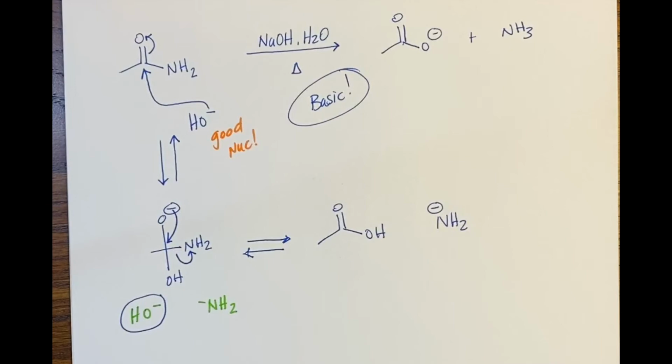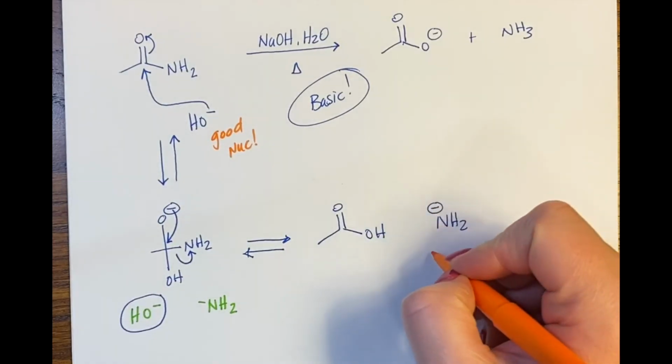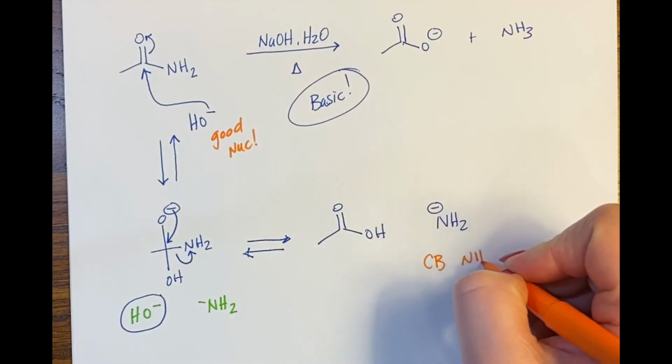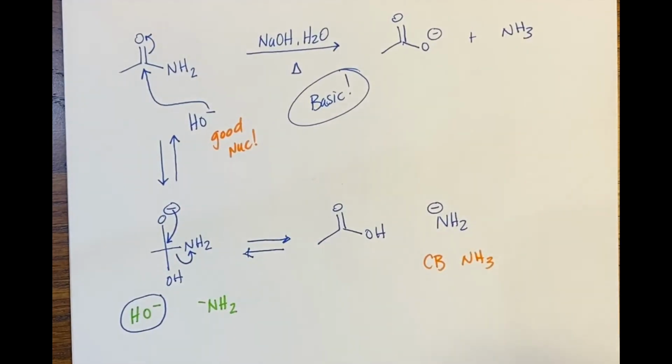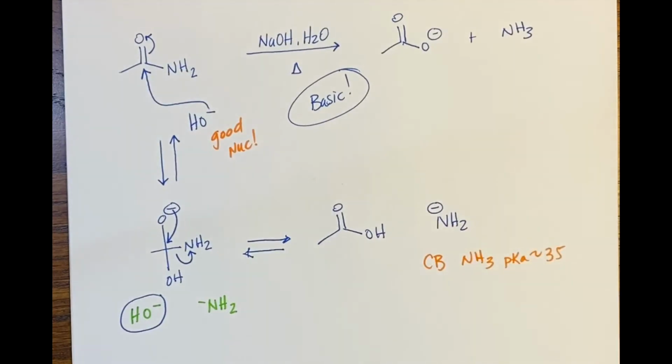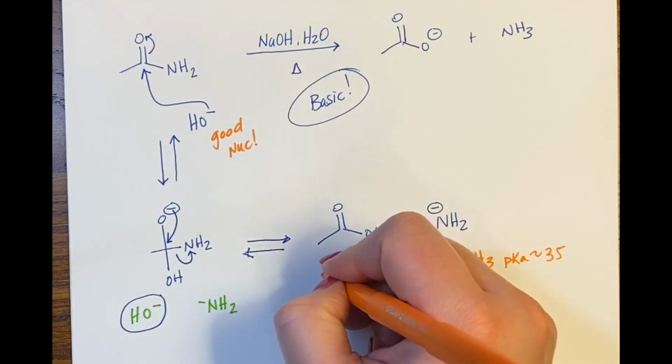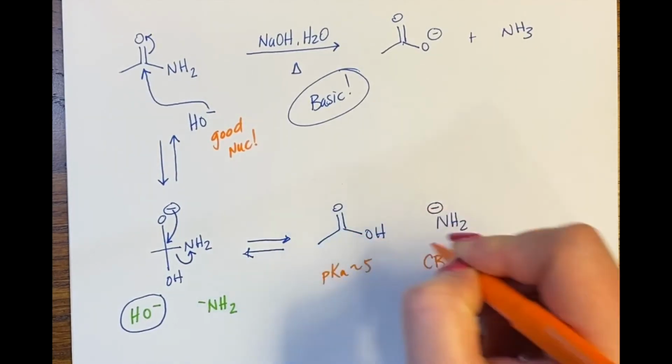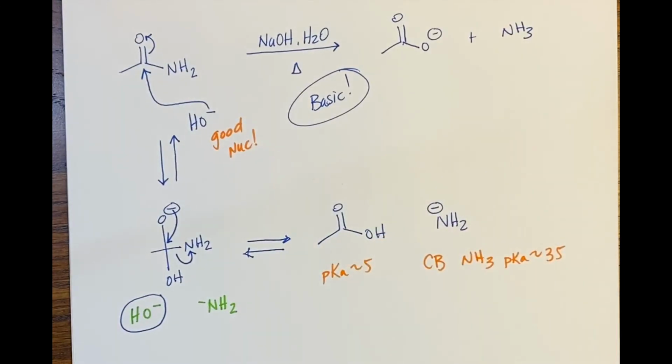But what can also happen between these two components is that my amide ion is the conjugate base of ammonia. And we know that ammonia has a pKa of about 35. That means that that amide ion is a very strong base. And this carboxylic acid has a pKa of about 5. So this acid-base reaction is going to be very fast in your reaction if we have this process happen.